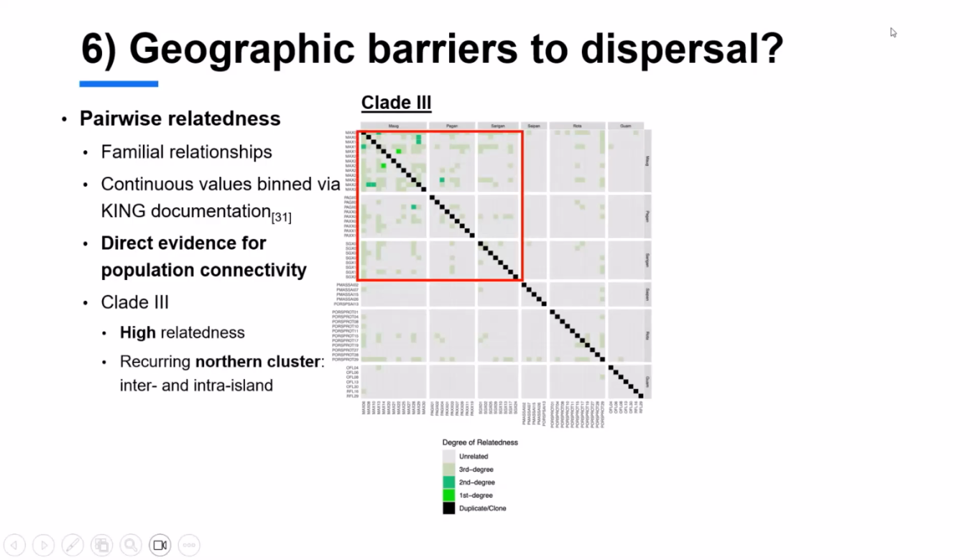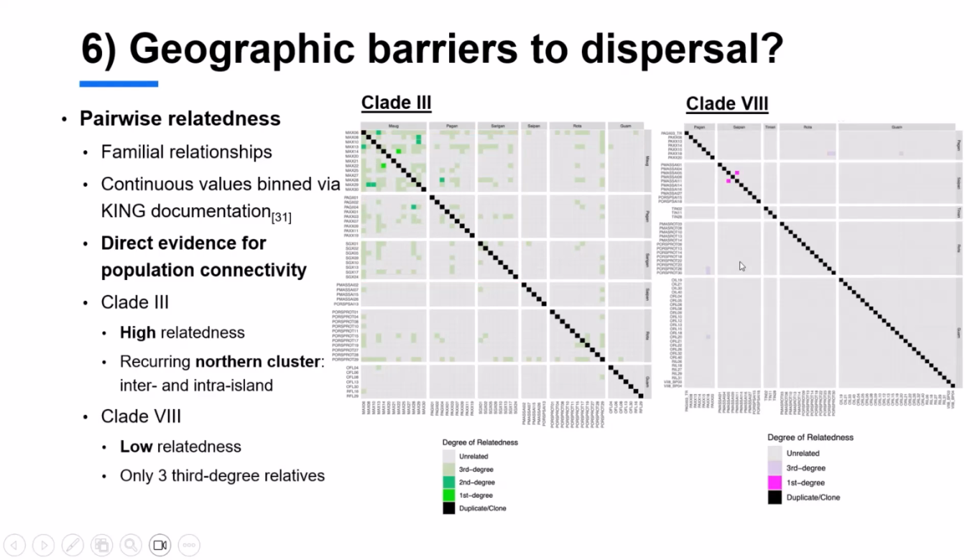And in clade 3, we see high relatedness, so a lot of familial connections across the entire archipelago, especially in the north. Here again is that northern clustering. You can see that the reefs on Mog in particular are heavily related to one another, as well as between, for example, Mog and Pagan, in which we're seeing high degrees of relatedness between those islands.